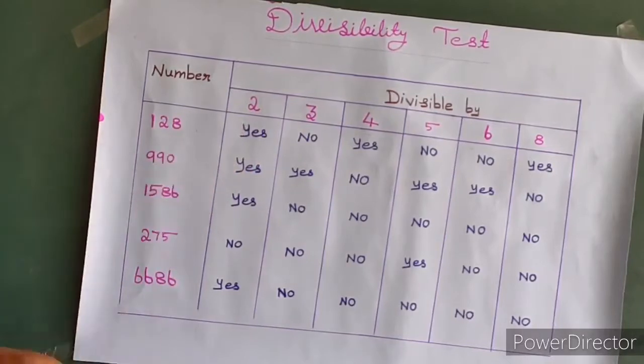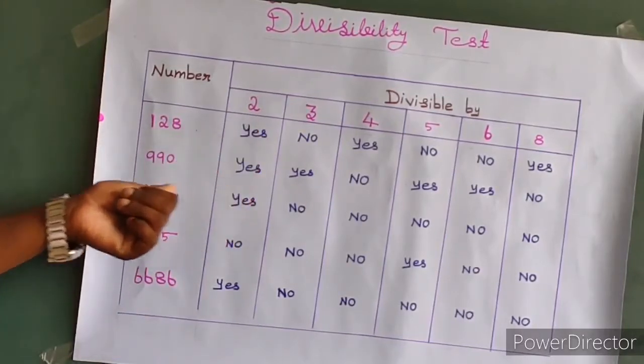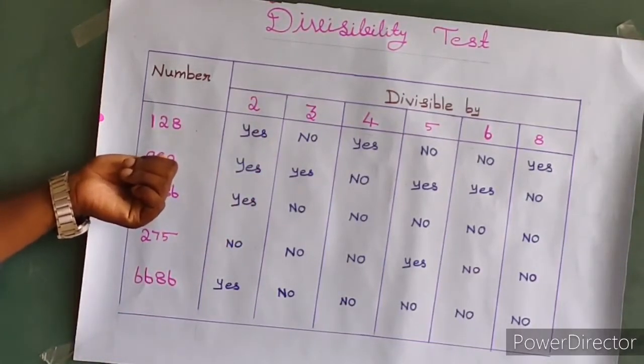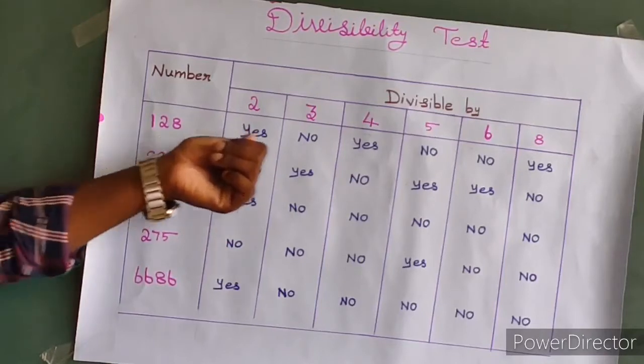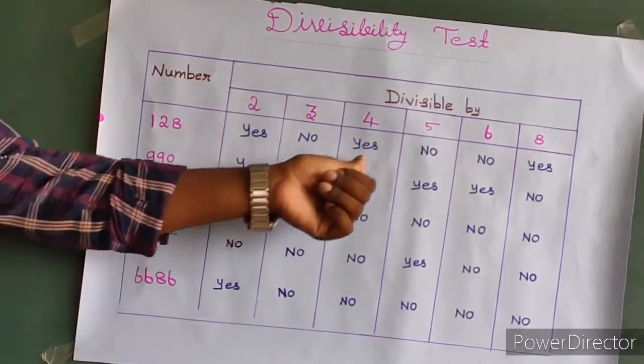990: the last digit ends with 0, so this is divisible by 2. And the sum of the digits, 9 plus 9 plus 0, what is that? 18. 18 is a multiple of 3, so this number is divisible by 3. Yes. And what is the condition for 4?